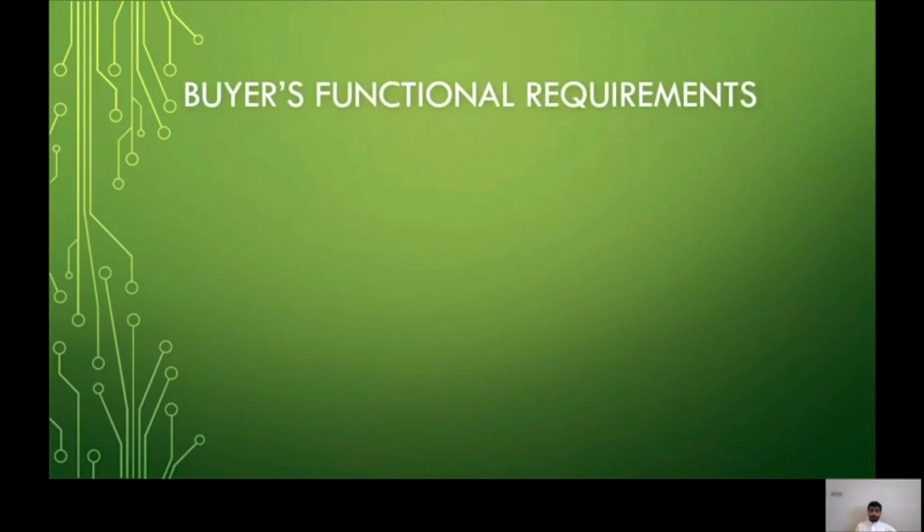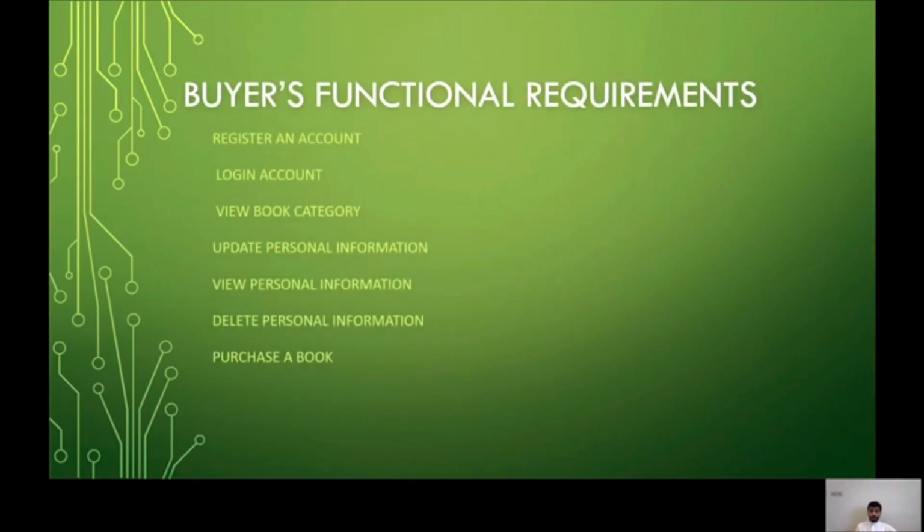The buyer can register an account if the user doesn't already have one. The buyer can also log into an account if the buyer already has one. The buyer can view book categories to look for a book he wishes to buy. The buyer can update personal information, view personal information, and also delete personal information. The buyer can purchase a book on the website, and the buyer can view books available on the website.